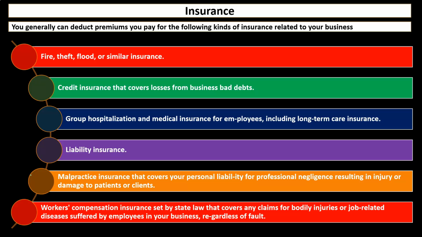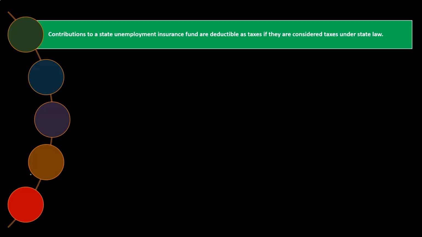Workers' compensation insurance set by state law that covers any claims for bodily injury or job-related diseases suffered by employees in your business regardless of fault. So workers' compensation, often required depending on the state, is also ordinary, necessary, therefore deductible. Contributions to a state unemployment insurance fund are deductible as taxes if they are considered taxes under state law. So typically, you've got the SUTA tax, state unemployment tax, and that'll typically be deductible.